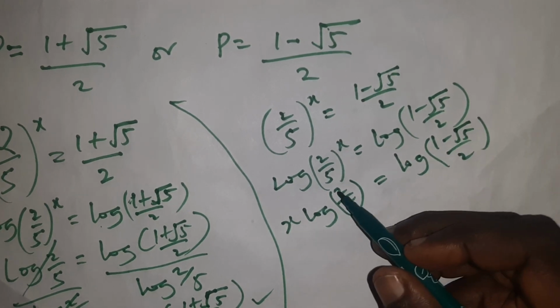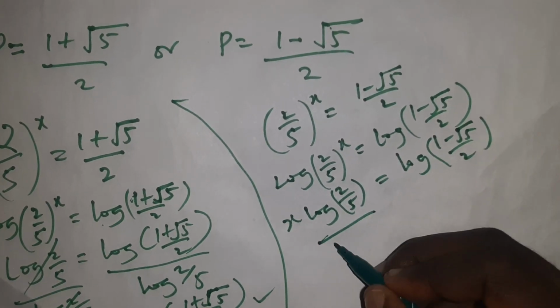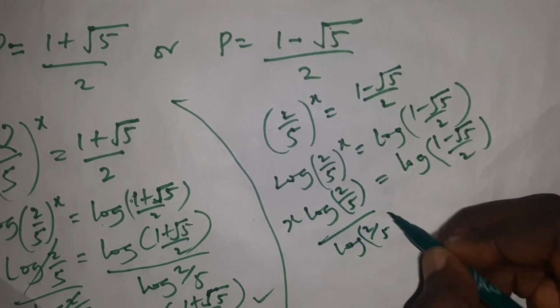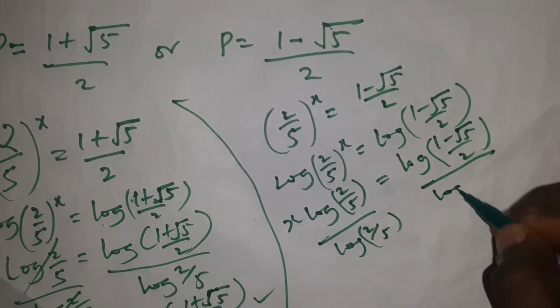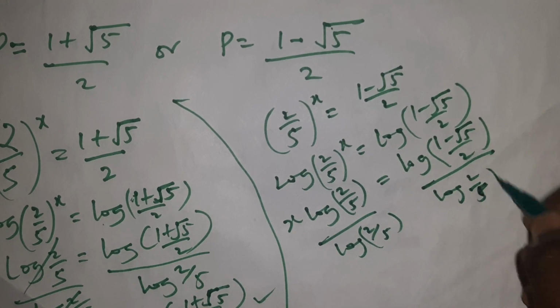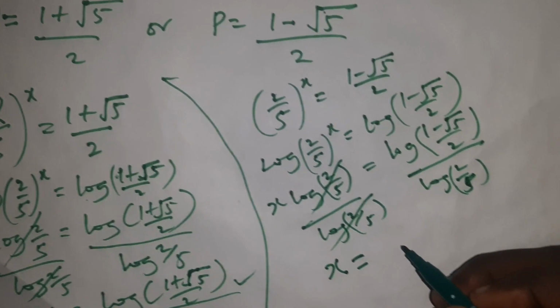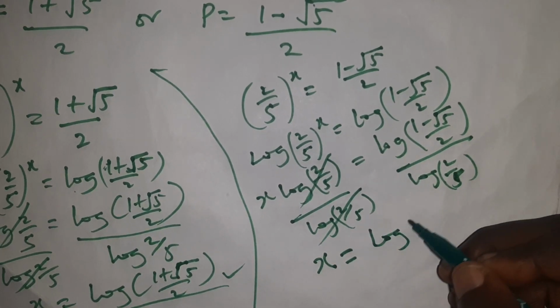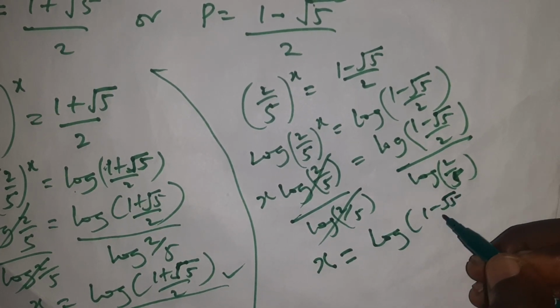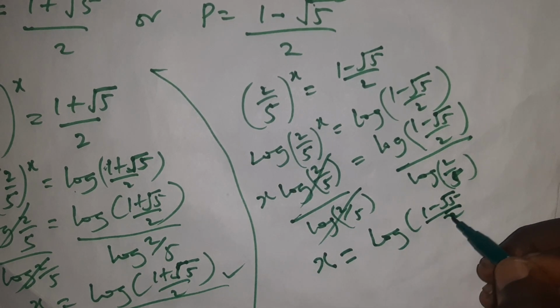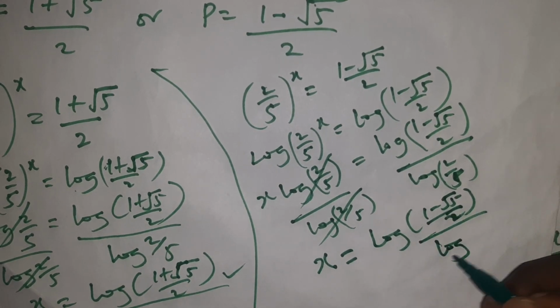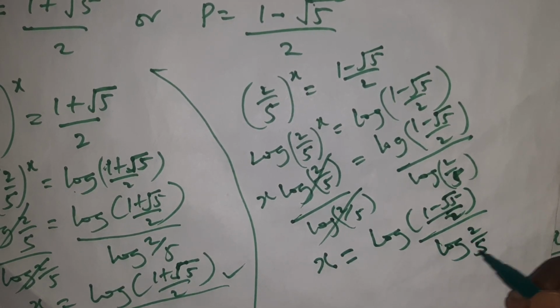Then dividing both sides by log 2 over 5. This cancels this. My x is now isolated. It's now equal to this exact value, log of 1 minus root 5 over 2, over log 2 over 5.